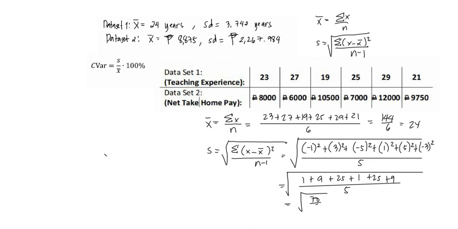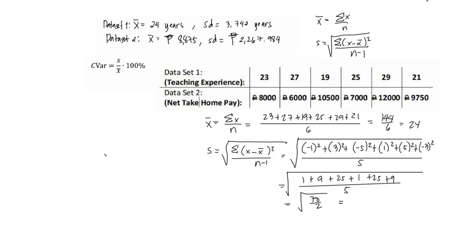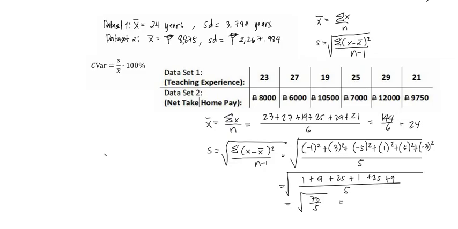70 divided by 2, if you use a calculator, that will be dividing it by 2, and then square mo siya. So, 70 divided by 2, not divided by 2. What do I mean divided by 2? Divided by 5. Sorry about that one. 70 divided by 5 is 14. And then, that's gonna be 3.74. So that is 3.74 years for our standard deviation.